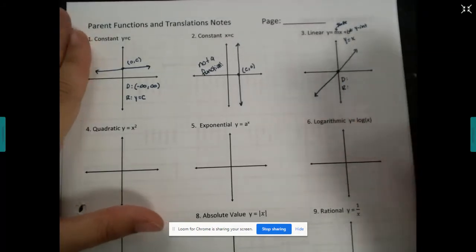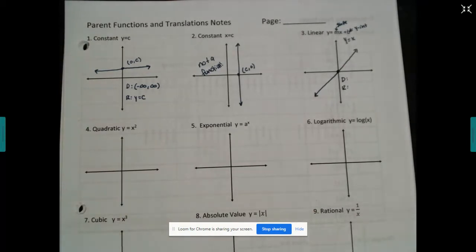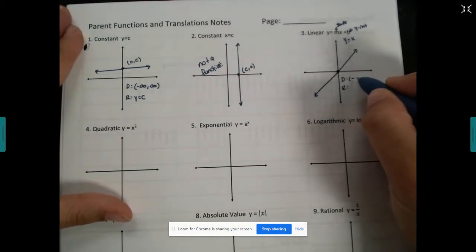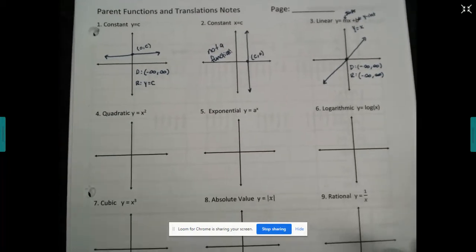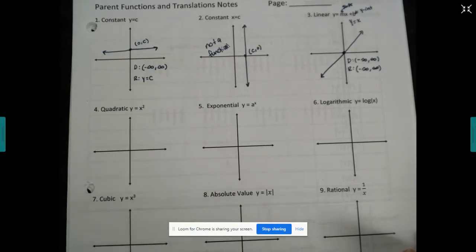And then for this one, it goes forever to the left, forever to the right. It goes down forever, it goes up forever. So your domain and your range are both negative infinity to infinity. Questions so far?